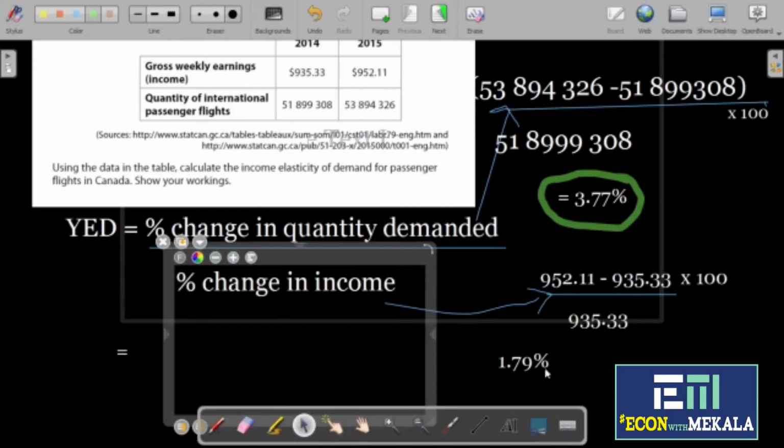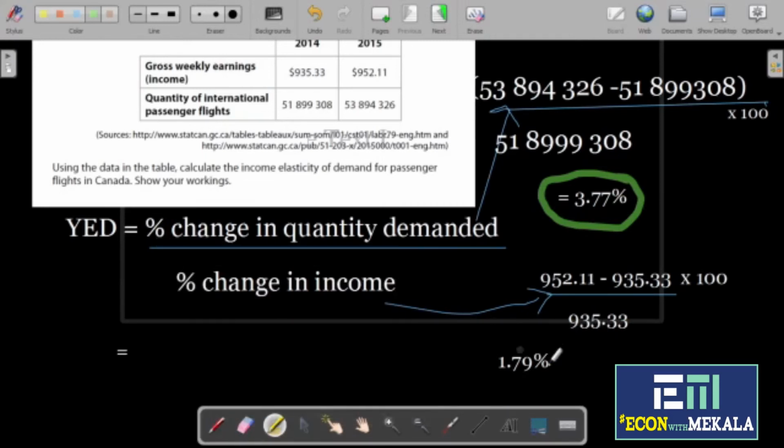So now we have found the percentage change in quantity demanded and the percentage change in income. Remember, for mentioning the correct formula, you get 1 mark. Demonstrating how you calculated percentage change in quantity demanded with workings, you get 1 mark. Demonstrating how you calculated percentage change in income with your workings, you get 1 mark. So by now you have already scored 3 marks.